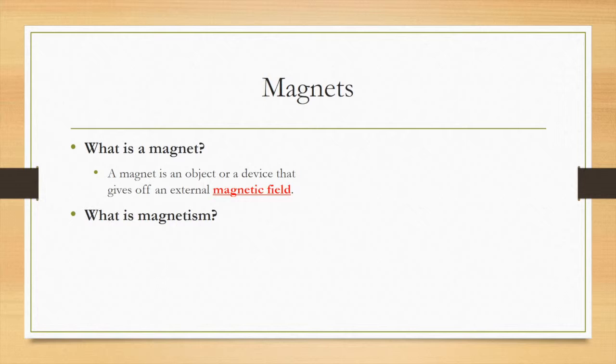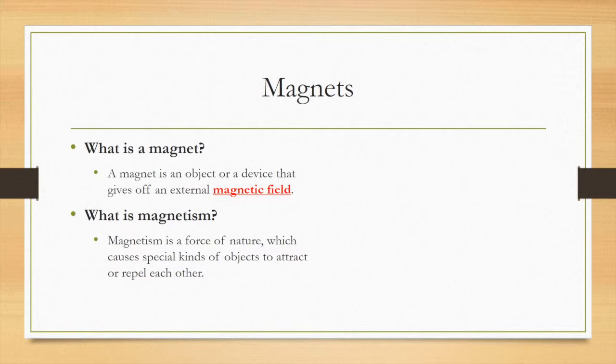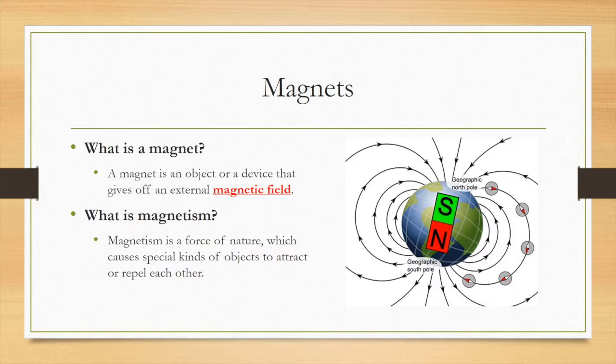What is magnetism? Magnetism is a force of nature which causes special kinds of objects to attract or repel each other. And as you can see in this picture, the Earth has its own inner magnet, which has its own magnetic fields.